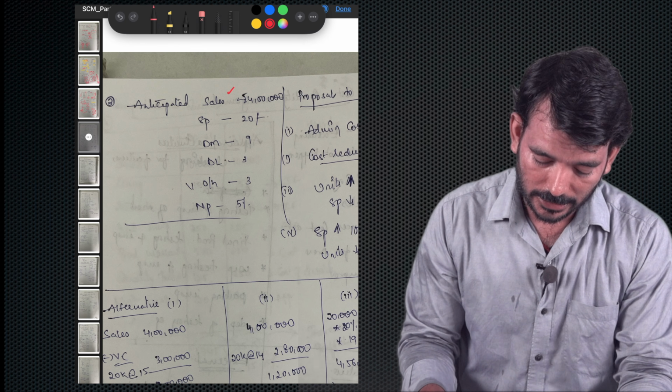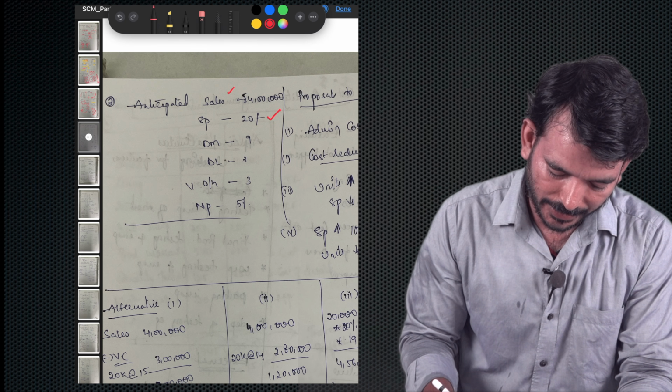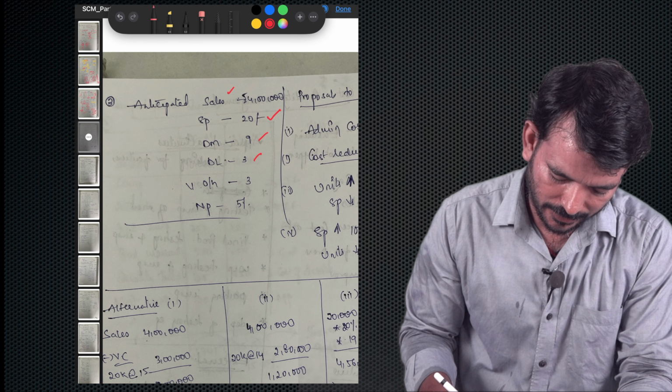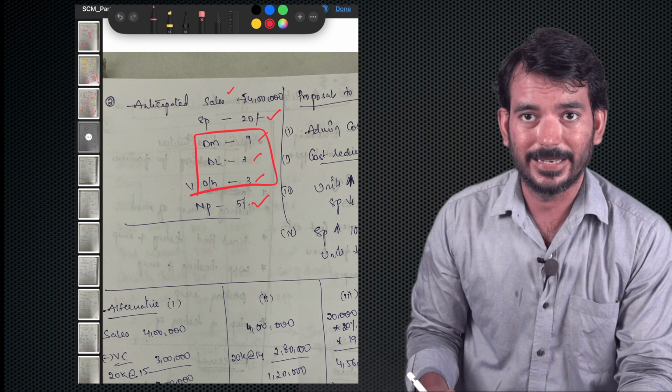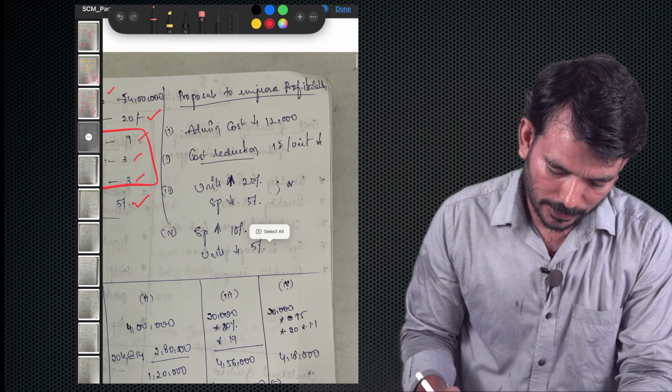There is a company who is anticipating a sale of 4 lakh rupees. Selling price is 20. Direct material rate is given. Direct labor is given. Variable overhead is given. So these are all variable things. And net profit is 5% of the sales. That's also given. So there is a proposal to improve the profitability.